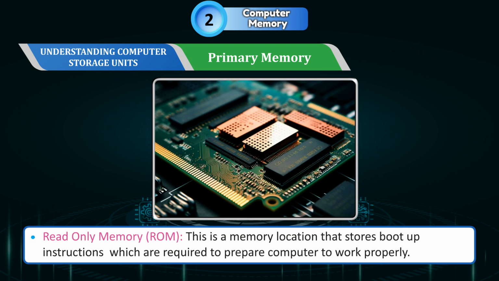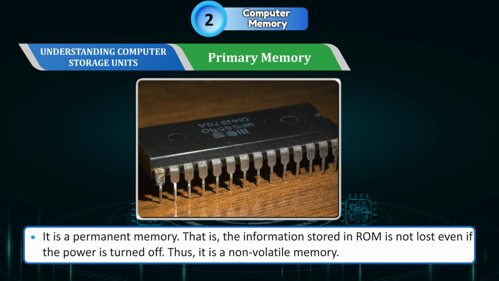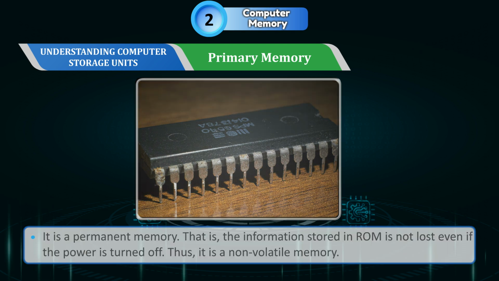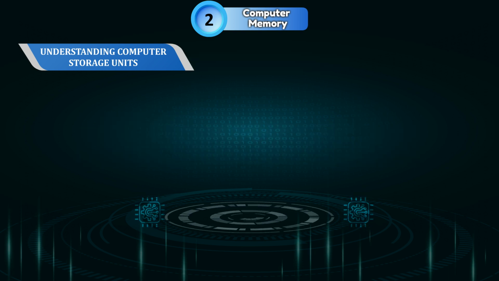Read-only memory, ROM. This is a memory location that stores boot-up instructions which are required to prepare the computer to work properly. The instructions stored in ROM cannot be changed as they can only be read. These instructions are written only once at the time of manufacturing. It is a permanent memory, that is, the information stored in ROM is not lost even if the power is turned off. Thus, it is a non-volatile memory. Do you know? ROM is like an audio disc that can be played, but we cannot record anything on it except in a few selected circumstances.